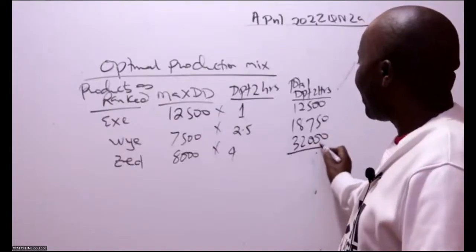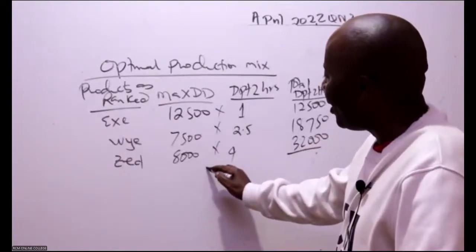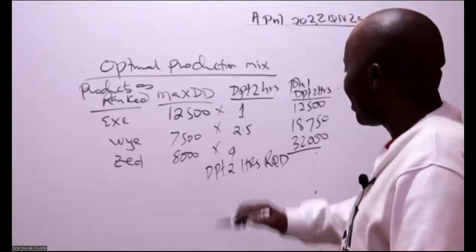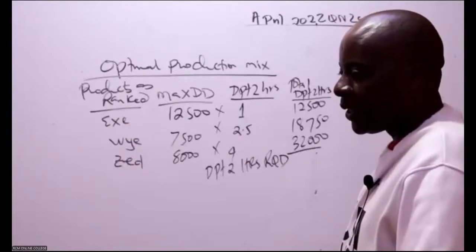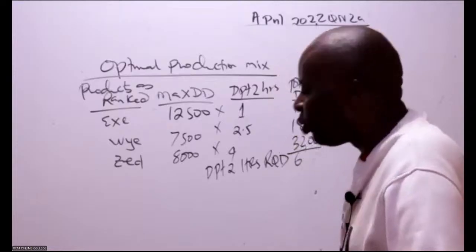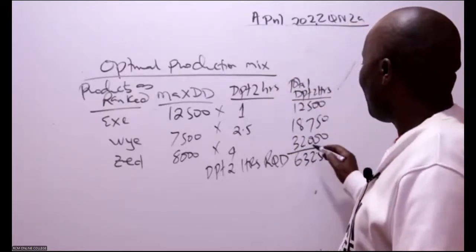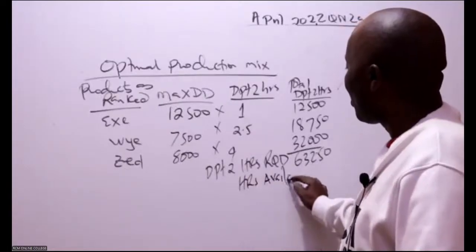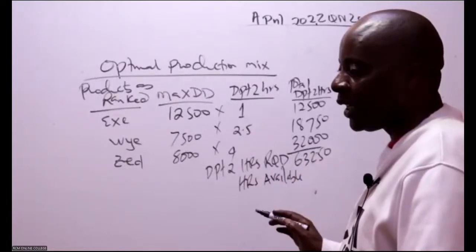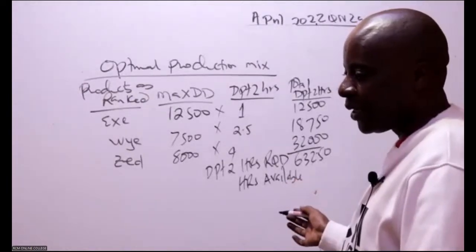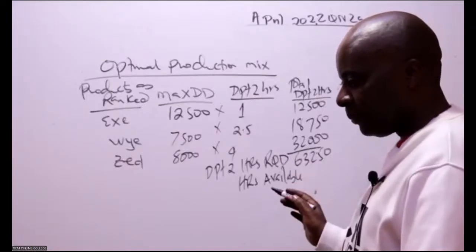Which will end up giving us how many Department 2 hours required. I'm being told there are 63,250 hours available in this case. You're giving me a figure, nothing changes. Hours available, nothing is changing there. The current hours, 46,500.